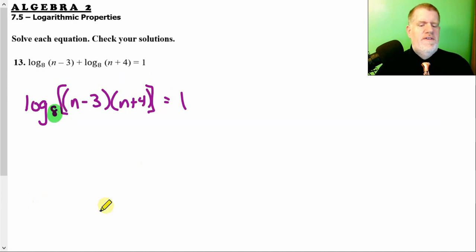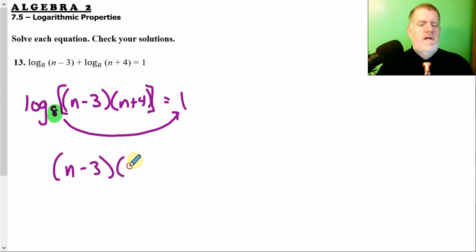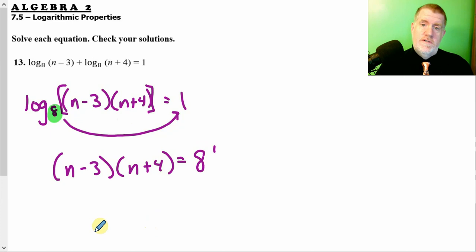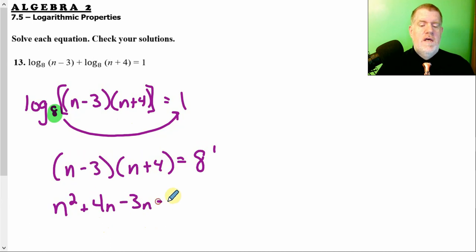If I have a log base 8, I can say that n minus 3 times n plus 4 equals the base of 8 to the first power. That's the definition of logs that we learned in the previous chapter. On the previous sections, I'm sorry. So let's multiply this out. We're going to have a quadratic again. N times n is n squared plus 4n minus 3n minus 12 equals 8.